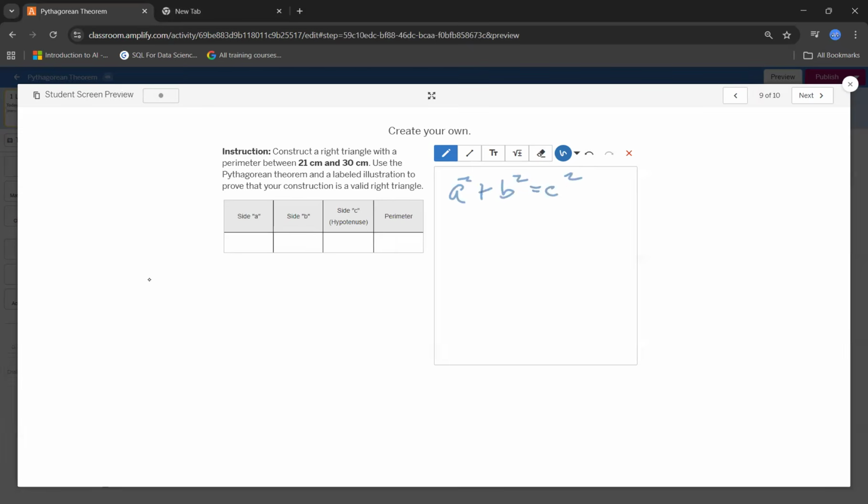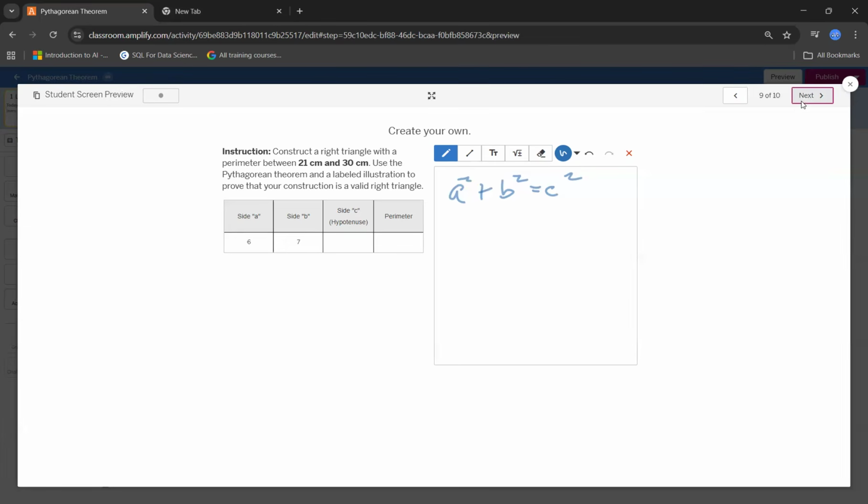And how are we going to do that? So we can choose any numbers as long as the perimeter of it is 21 cm to 30 cm. So maybe I will choose, let's say, numbers 6 and 7. So what do you think will be the hypotenuse and the perimeter? Okay, I'll leave that to you and always make sure to take a screenshot of your answers and save it so that when your teacher asks for it, you have an evidence of learning.